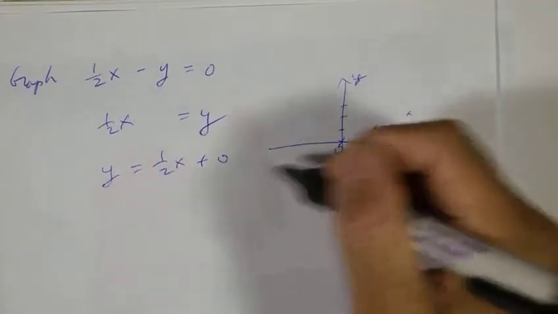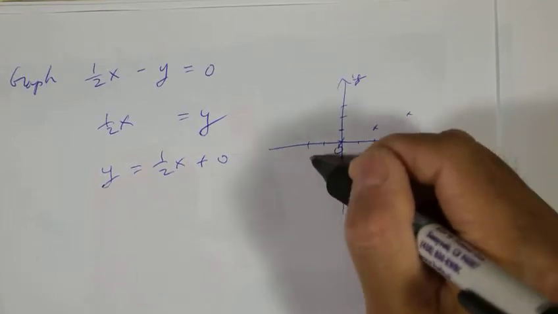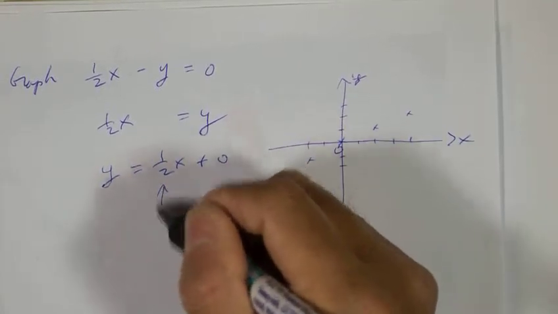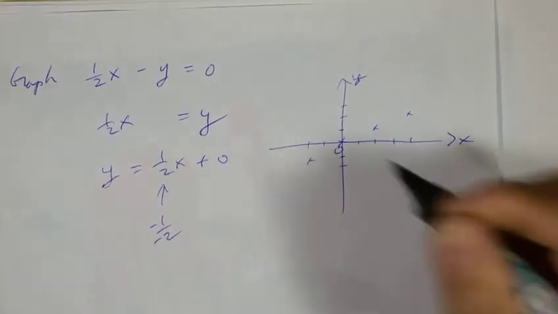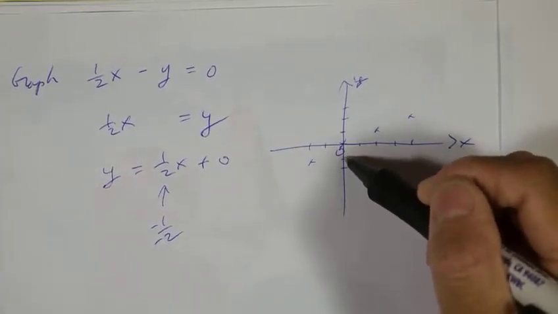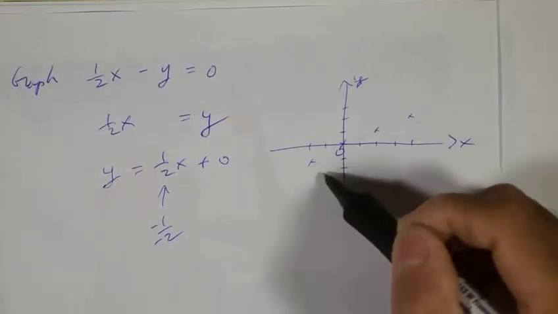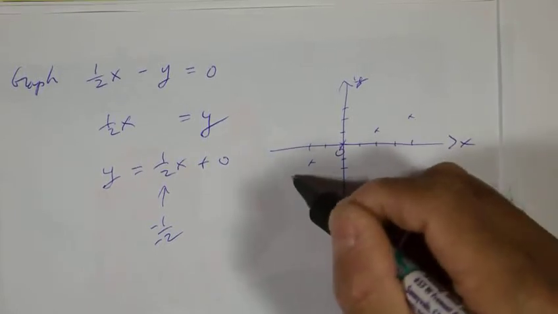Or you may go down, right? You may go down 1 unit, move to the left by 2. Why? Because 1/2 is the same as minus 1 over minus 2. So let me repeat that. From the origin, you can go down 1 unit, move to the left by 2. So you connect all the dots. You have 4 points. You connect all the dots.